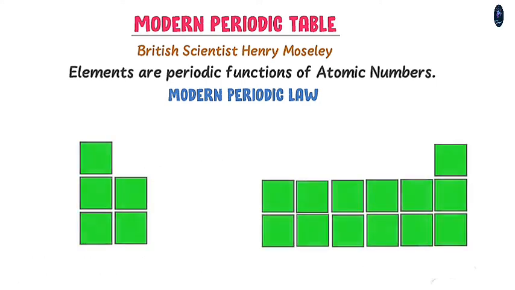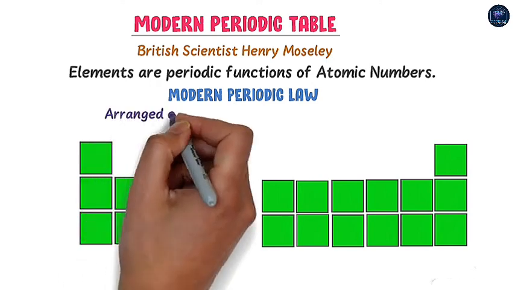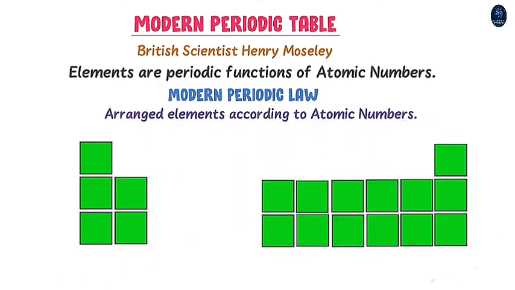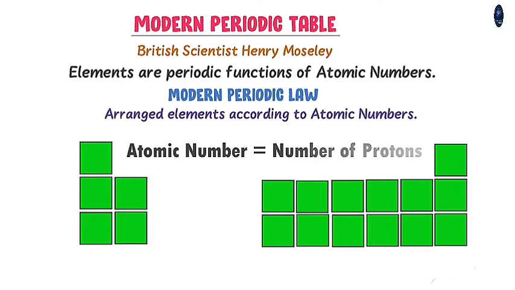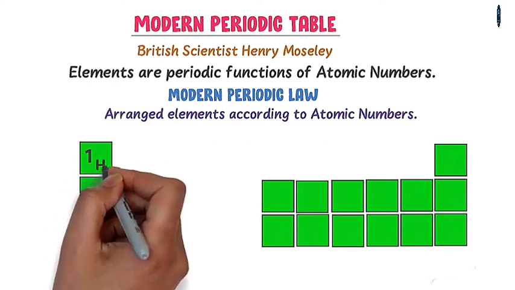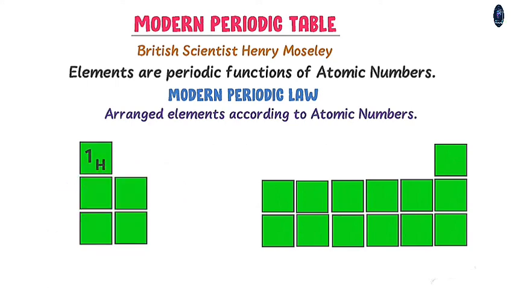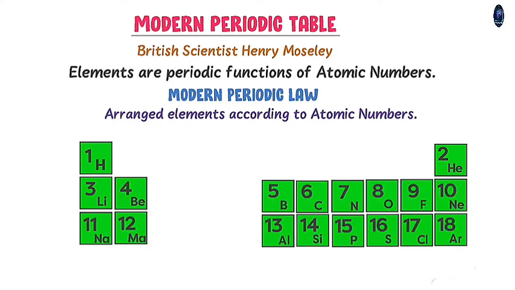For example, consider the first 18 elements of the modern periodic table. Now Moseley placed elements according to increasing atomic numbers. Atomic number means the total number of protons present in an atom. The atomic number of hydrogen is 1, so he placed it as the first element of the modern periodic table. The atomic number of helium is 2, it is placed second. The atomic number of lithium is 3, so it is placed third. The atomic number of beryllium is 4, so it is placed fourth. Hence, in this way, he placed elements in the modern periodic table.